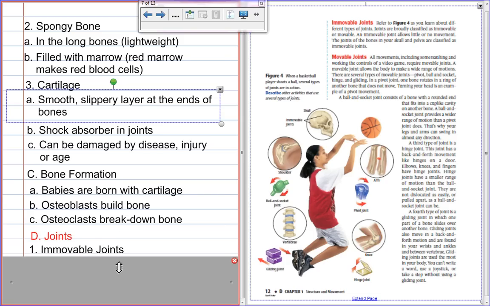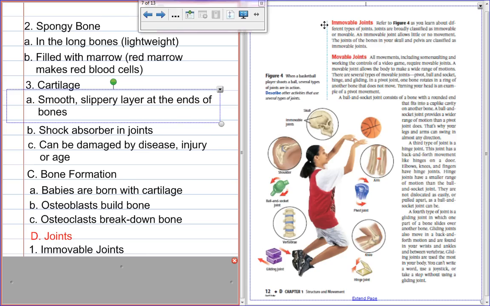All right, immovable joints, number 1. So we're going to look at this, and it's hard to understand that a joint can't move. That's what that means. A joint doesn't move, but a joint is really where two bones join together. So we've got some immovable joints in our body.